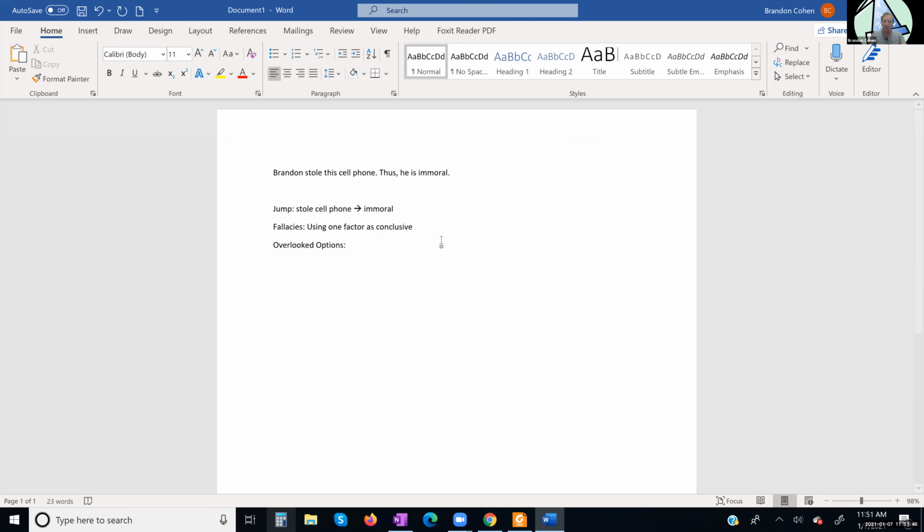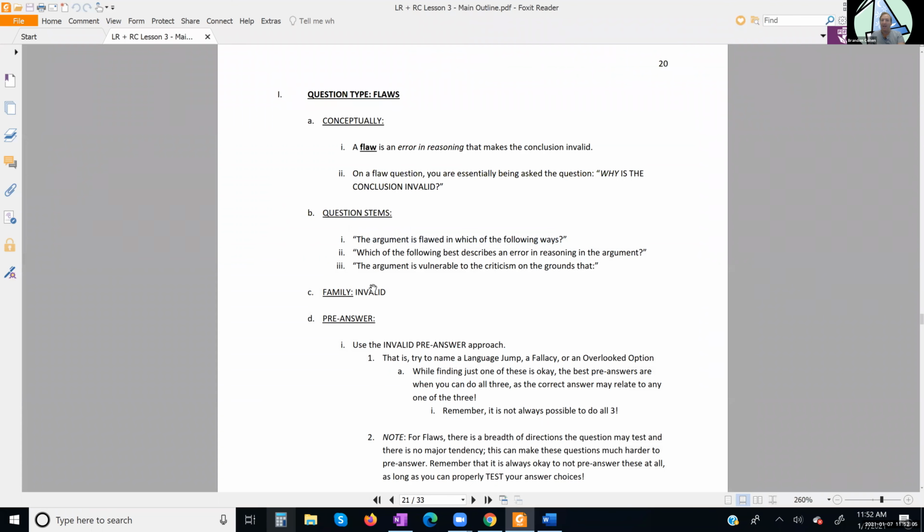So overlooked options here in a one-factor conclusive are the counterbalancing factors. For example, the idea of saving somebody's life. So the better you understand the fallacies, the better you'll understand those counterbalancing factors. Now, I'm not going to go into the fallacies through this. That's what lesson 3 was all about. What we're going to do is go into the flaw questions that really highlight it. Now, how do they highlight it? Well, before we get there, let's just go in order of this outline quick.